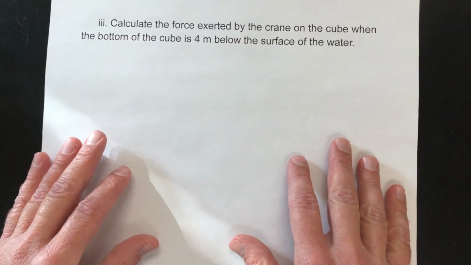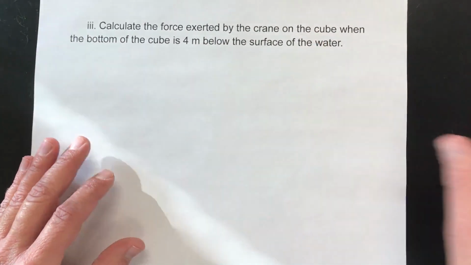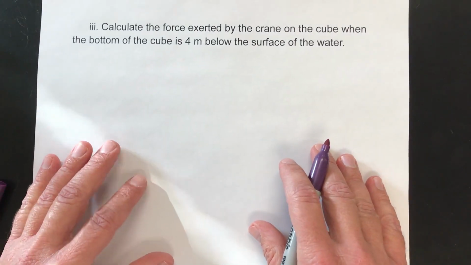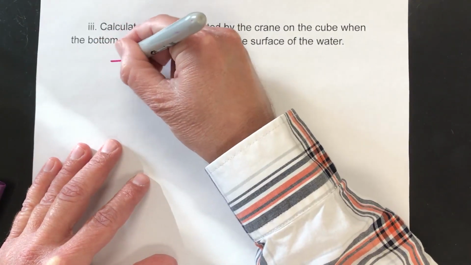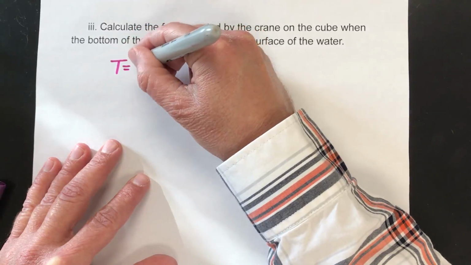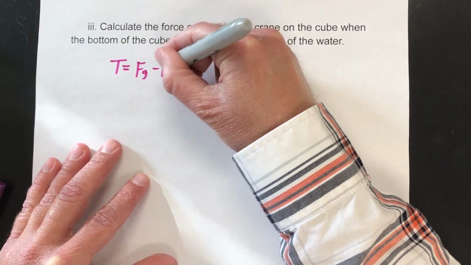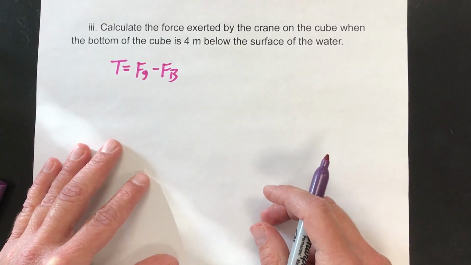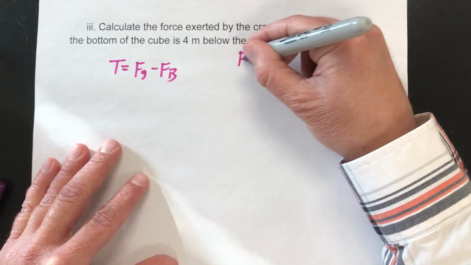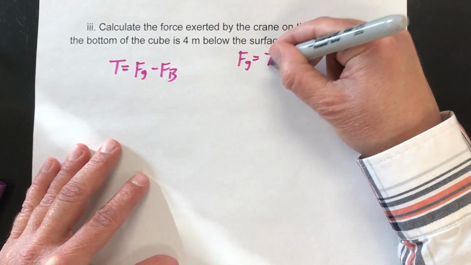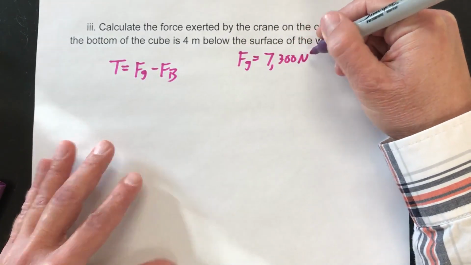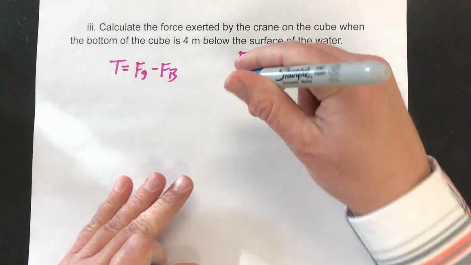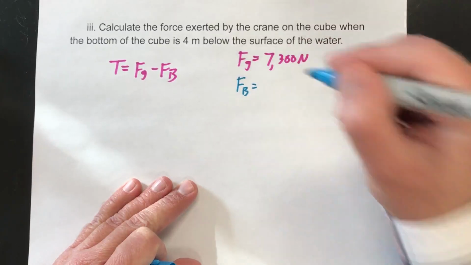So it says calculate the force exerted by the crane on the cube. So in other words, the tension when the bottom of the cube is 4 meters below the surface of the water. So we can see that the tension has got to equal the force of gravity minus the buoyant force here. So let's start to find some of these and plug them in. So the force of gravity on this thing is simply going to be 7,300 newtons. We know that because it's a 730 kilogram cube. So what about the buoyant force? We're going to have to find that.